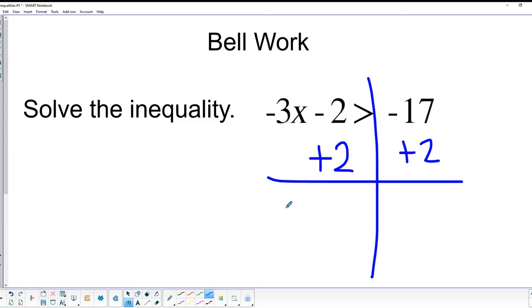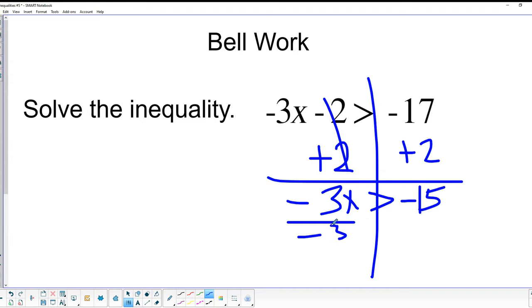When we do that, negative 3x remains on the left side. The negative 2 and the positive 2 cancel. The inequality symbol is greater than, and then negative 17 plus 2 is negative 15. So when we divide both sides by negative 3, we end up with x, and we have to flip the inequality, is less than 5. All right, very nice.